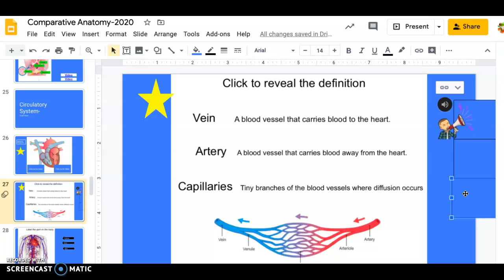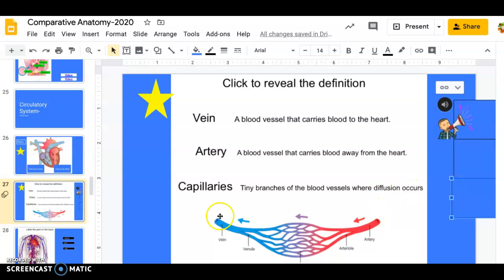But those are the three types. It is starred. It's one of those things that you should definitely make sure that you know and remember for a quiz or something: that a vein carries blood to the heart, an artery carries blood away from the heart, and capillaries are little tiny blood vessels that are in your skin and in your intestine and in your brain. And this is where these branches bring all the blood to the cells that need it.